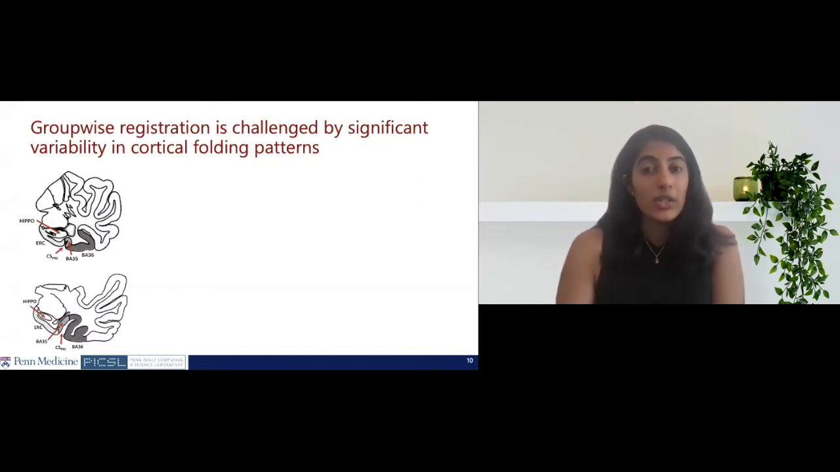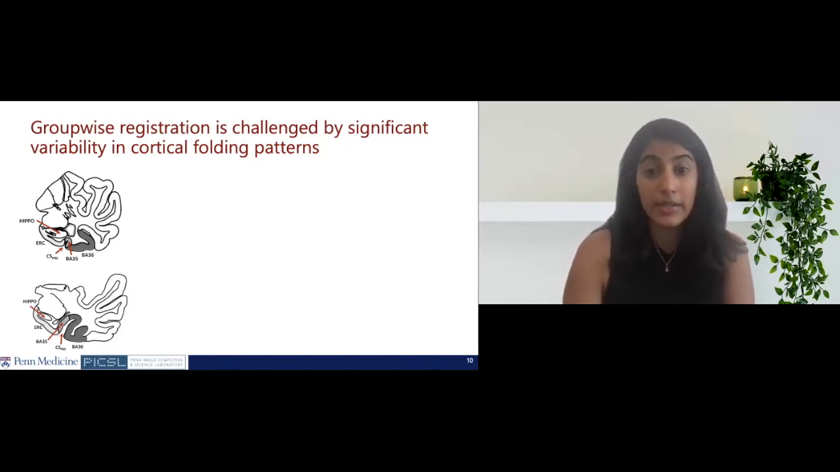One of the biggest challenges when creating this normalized reference space, however, is that there is significant anatomical variability in terms of the shape and folding patterns of the MTL across different subjects.